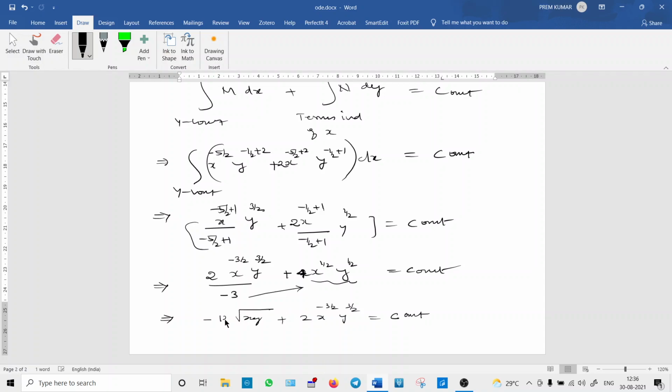So minus 12. Okay, now you take the 2 outside, so what comes? Minus 6 square root of xy plus x power of minus 3 by 2 y power of 1 by 2 equals constant c. That's all. This is the solution. Here y power 3 by 2, y power 3 by 2. That's all. This is the required solution.